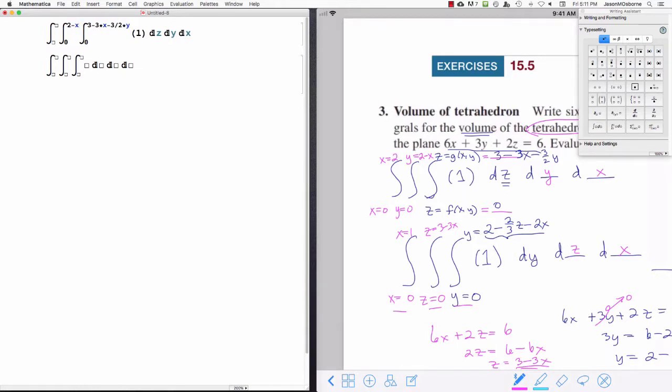Okay, and x goes from 0 to 2. So that's the first way we set up the problem, where z is the first limit, z is the first integral you set up, and that's usually a common way to see it.